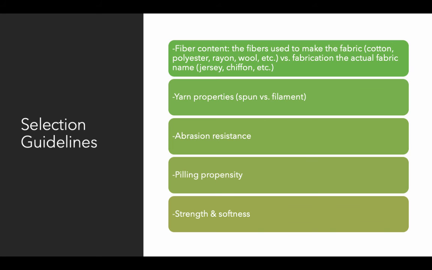Yarn properties, so spun versus filament. Spun yarn is made out of staple fibers, filament yarn is made out of filament fibers. So yarn properties in a slub yarn versus a carded yarn versus a combed yarn. Ring spun versus open-end spinning yarn. Abrasion resistance, pilling propensity, the possibility of it to pill. How strong is it? How soft is it? These are all things you have to consider.